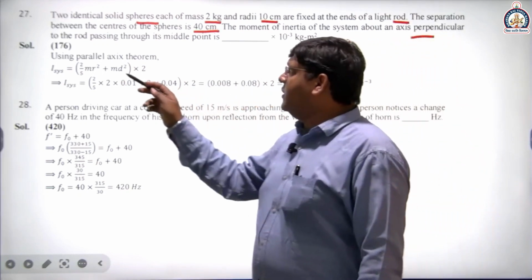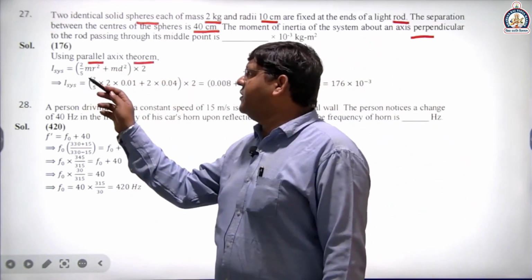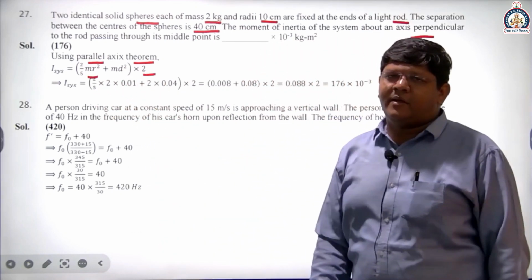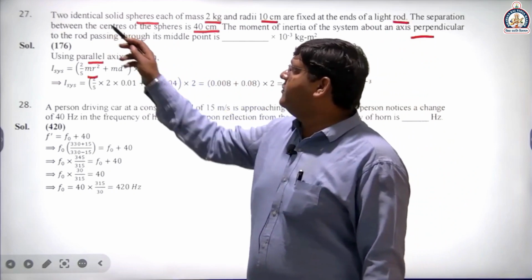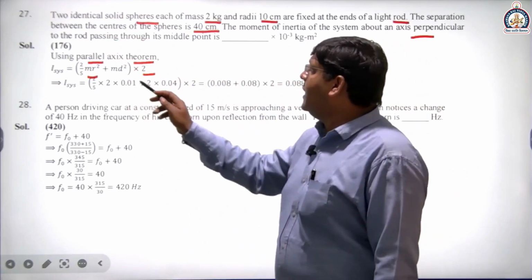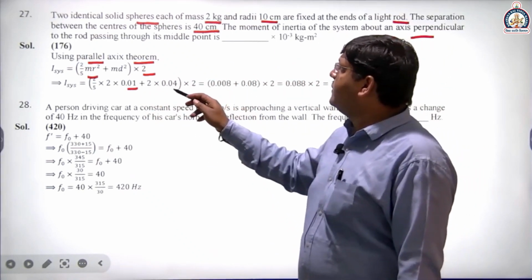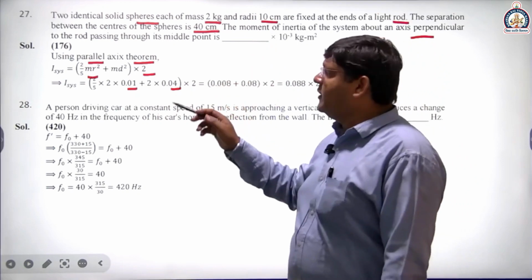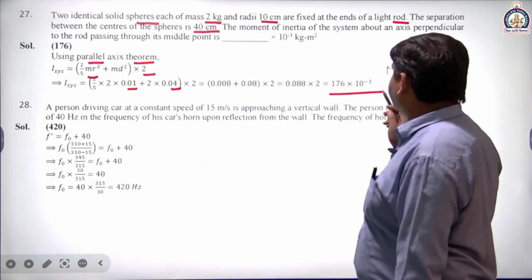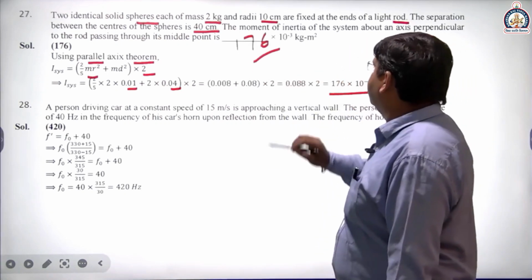Perpendicular axis theorem. Now the parallel axis theorem says the moment of inertia of the system is equal to (2/5 mr squared plus md squared) into 2. Why have we multiplied by 2? Because two identical spheres are there. 2 by 5, mass is 2 according to the question, r is 10 cm, which we have converted into meter. The distance between them is 40 cm, which can be written in meter as 0.4, and the solution comes out to be 176 into 10 raised to power minus 3. So the required answer is 176.